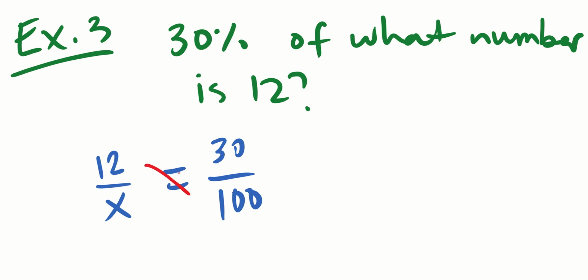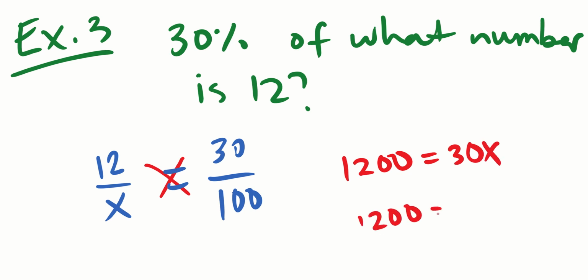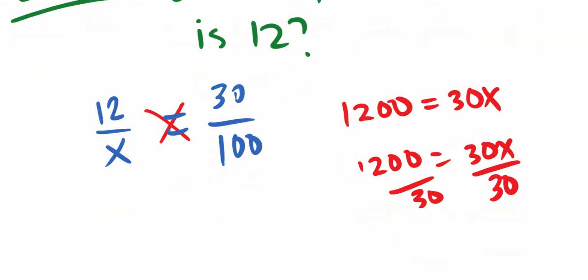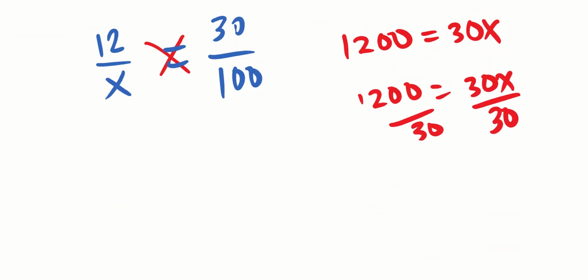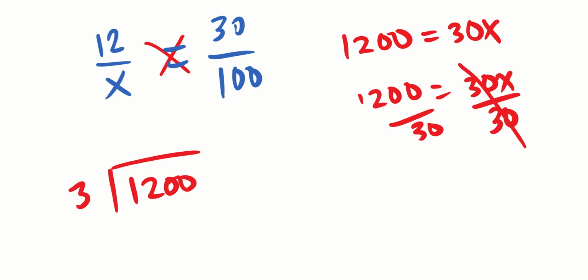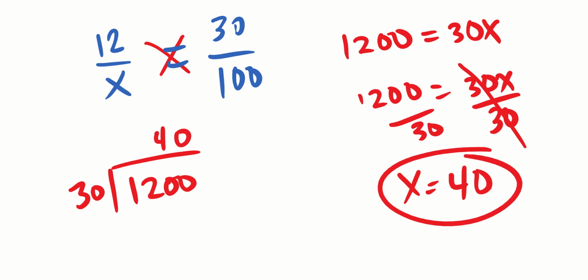So I'm going to go ahead and cross multiply these without reducing, just for some variety, even though you can reduce. This will give me 1200 equals 30x. So to solve this, I'm going to need to divide both sides by 30. I'll use long division. So 1200 divided by 30 is 40. So x is going to be 40. So my answer is going to be 40.